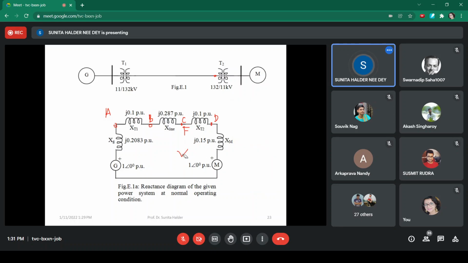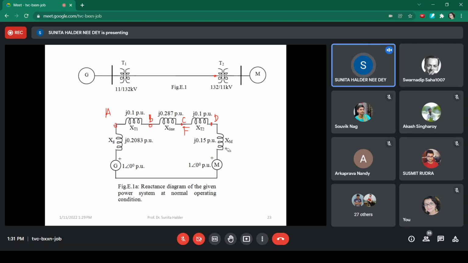Now you tell me, if I ask that the fault is at the generator terminal, that means fault at which point among the points I have marked in the figure? Fault is at the generator terminal. Point A.